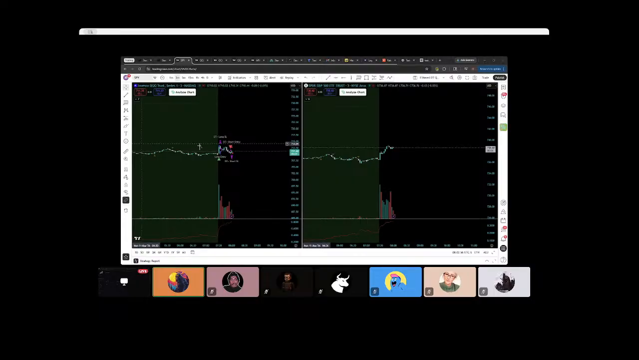It's interesting the divergence we've got this morning between QQQ and SPY. Usually they're pretty close together, but it looks like QQQ is kind of ranging and SPY's testing that high.